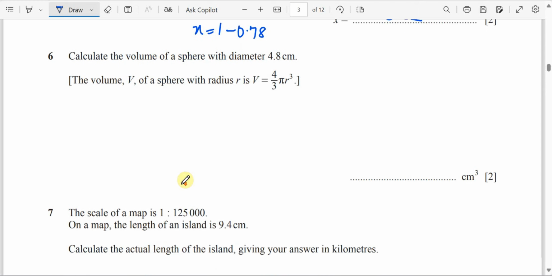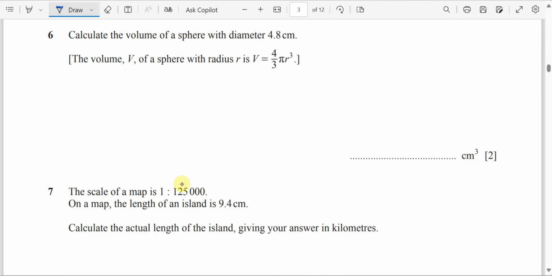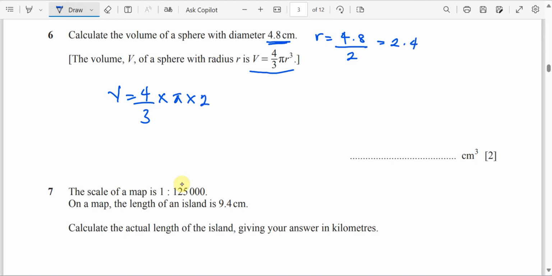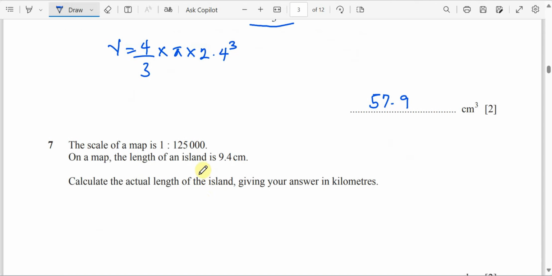Move to question 6. Calculate the volume of a sphere. We already have the formula. So the volume of a sphere is 4 over 3 times pi times r raised to power of 3, but we're given the diameter. So r equals 4.8 divided by 2, and that's 2.4. So this is times 2.4 raised to power of 3. When you use your calculator, you have 57.9 centimeters cube to 3 significant figures.